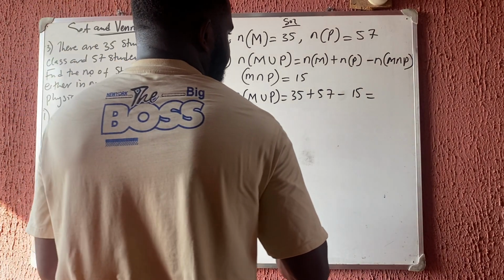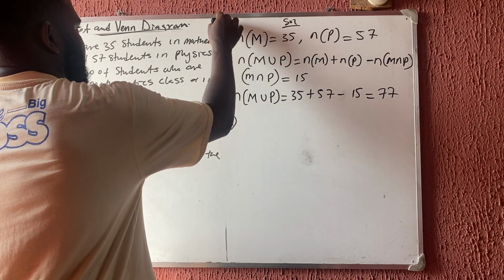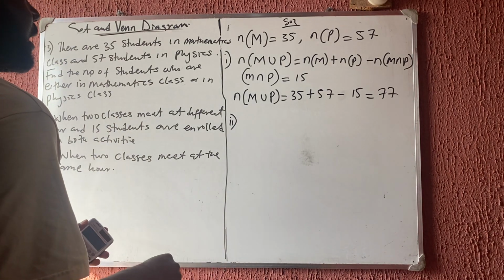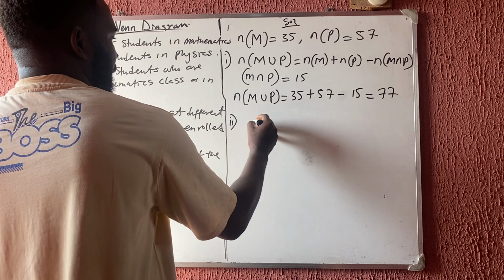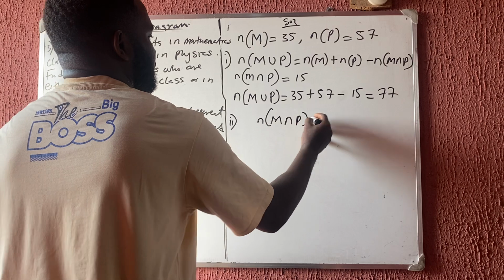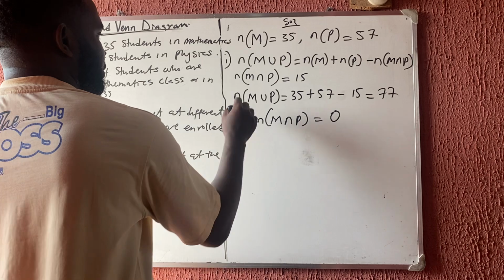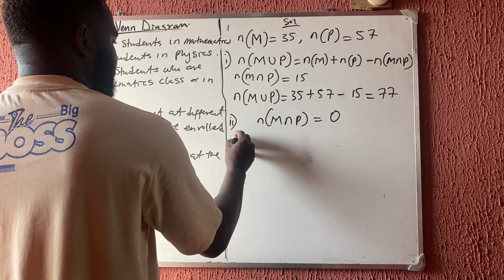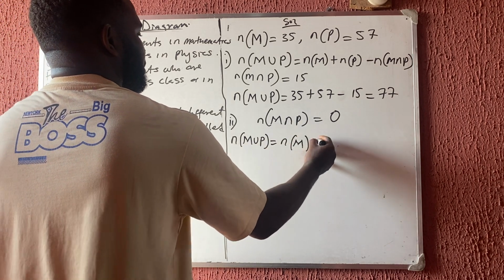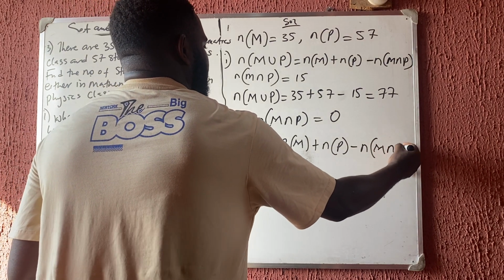So I have 35 plus 57, then minus 15, so I have 77. For part two, they say that the classes are held at the same time. If they are at the same time, then there is no intersection, so the number of M intersection P is 0, an empty set. So we have the same formula: the number of M union P is equal to the number of M plus the number of P, minus the number of M intersection P.